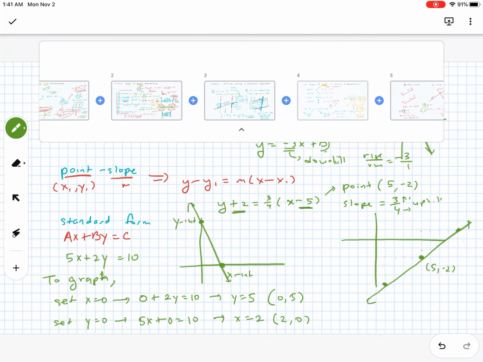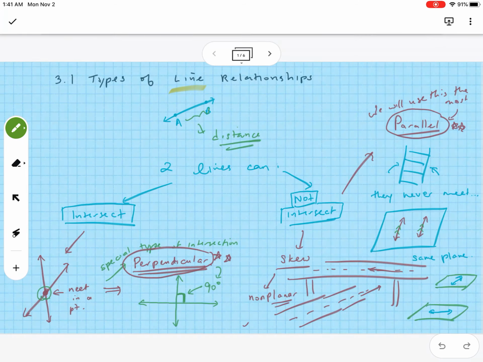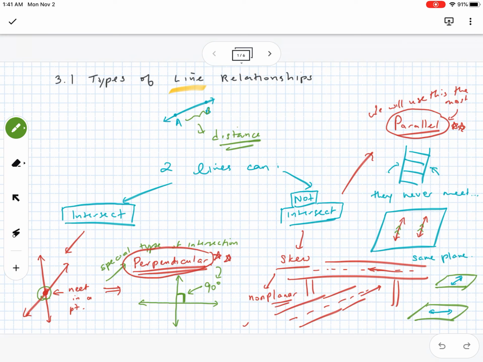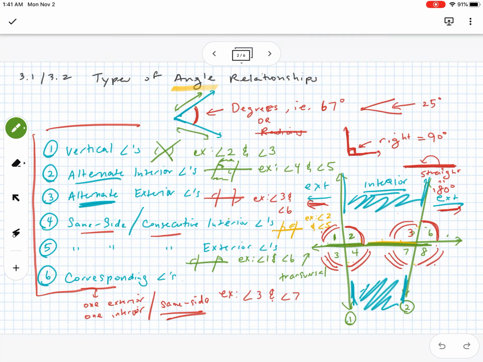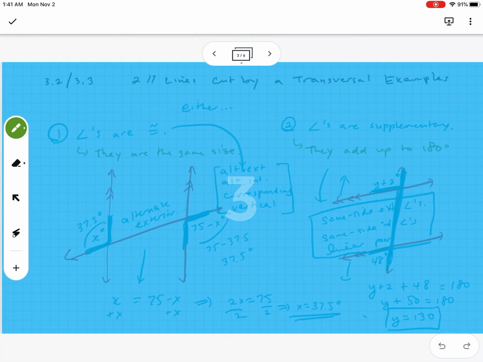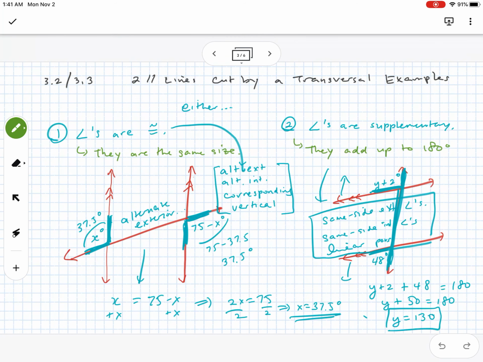So if you understand these concepts fully, you should be able to do well on this test, all right? So there's different types of relationships between lines, perpendicular, parallel, and then others. There's different types of angle relationships when we have two lines cut by a transversal. We have alternate interior, alternate exterior, same side interior and exterior. We have corresponding angles, and then even back a chapter, we have vertical angles.